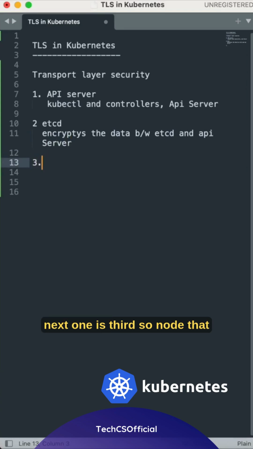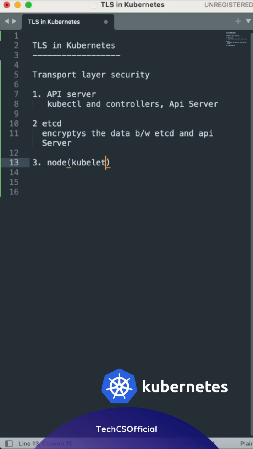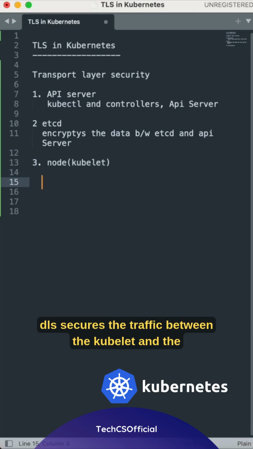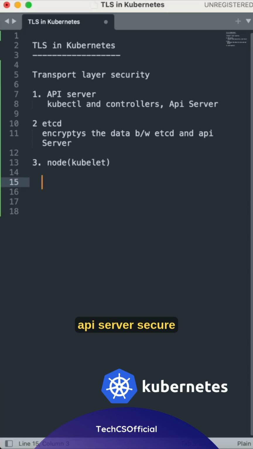The third one is node, that is kubelet communication. Here TLS secures the traffic between the kubelet and the API server.